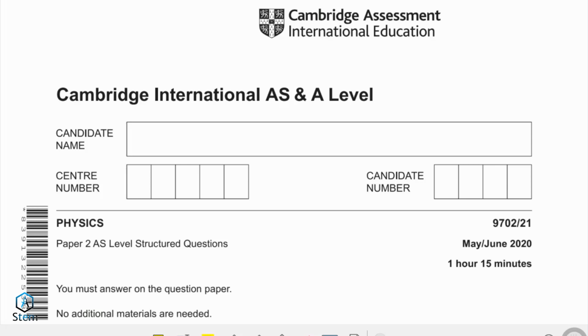Hi guys, let us revise physics AS level structured questions from paper 2. This paper was written in the May-June 2020 session, and let's get started.